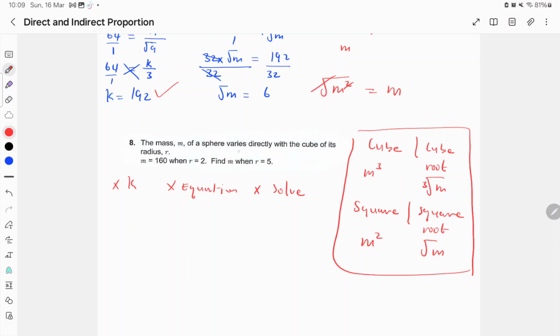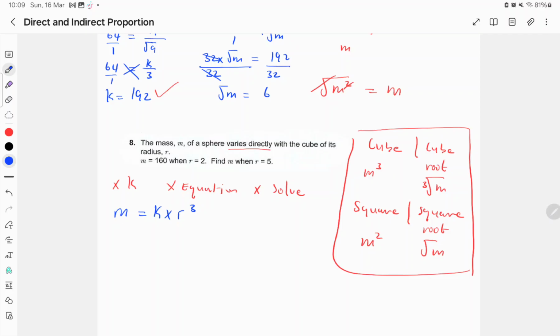So first we start off. They are direct. So m, the mass of the sphere, is direct. If you want to start off, you can start off here, but that's up to you. You can even start like this. m is equal to the cube of its radius. That means k times the radius to the power 3. I recommend you do that because it is faster and you will score the same mark.